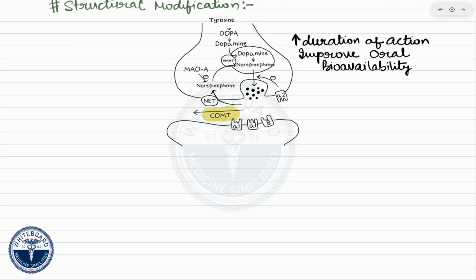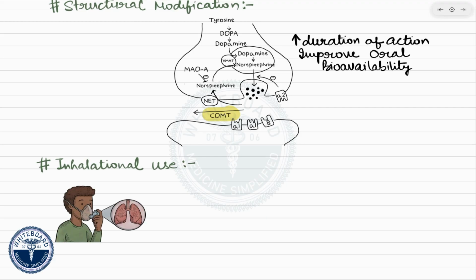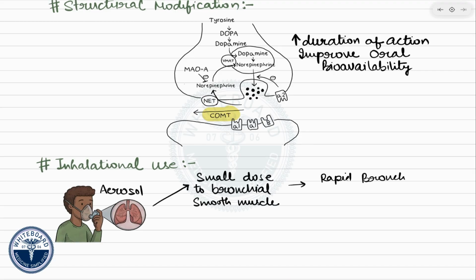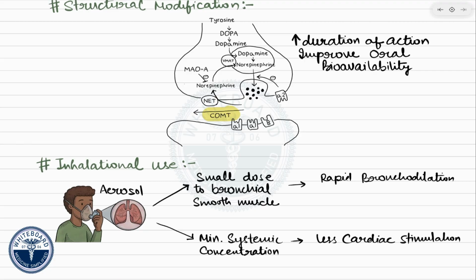An even more effective strategy to minimize systemic adverse effects is to administer these drugs by the inhalational route. When inhaled as an aerosol, only a small dose is delivered directly to the bronchial smooth muscle, where it activates beta-2 receptors and produces rapid bronchodilation. Because only a small amount reaches the systemic circulation, there is much less stimulation of cardiac beta receptors, reducing cardiovascular adverse effects. In addition, lower systemic concentrations also reduce stimulation of beta-2 receptors in skeletal muscles, thereby decreasing the risk of tremor, which is a common dose-related adverse effect.